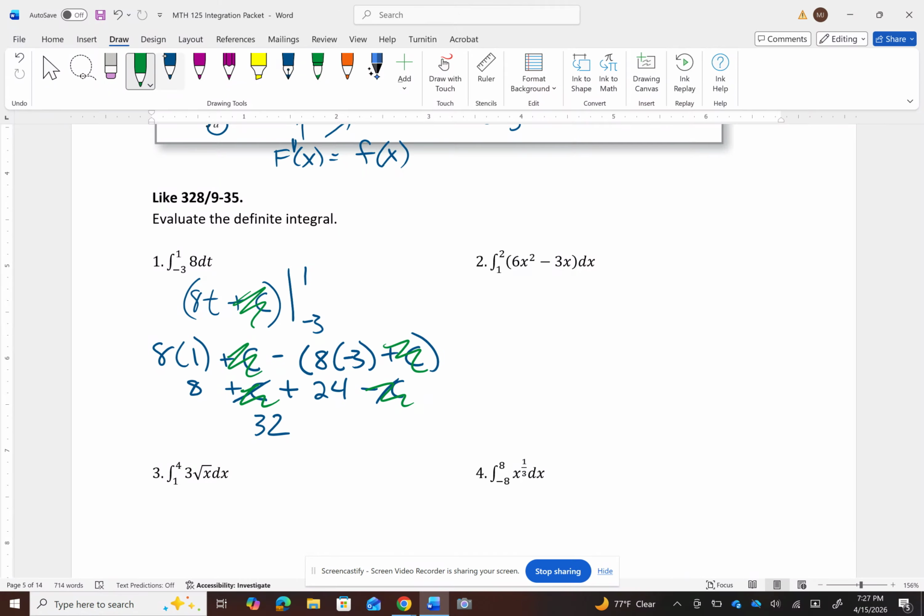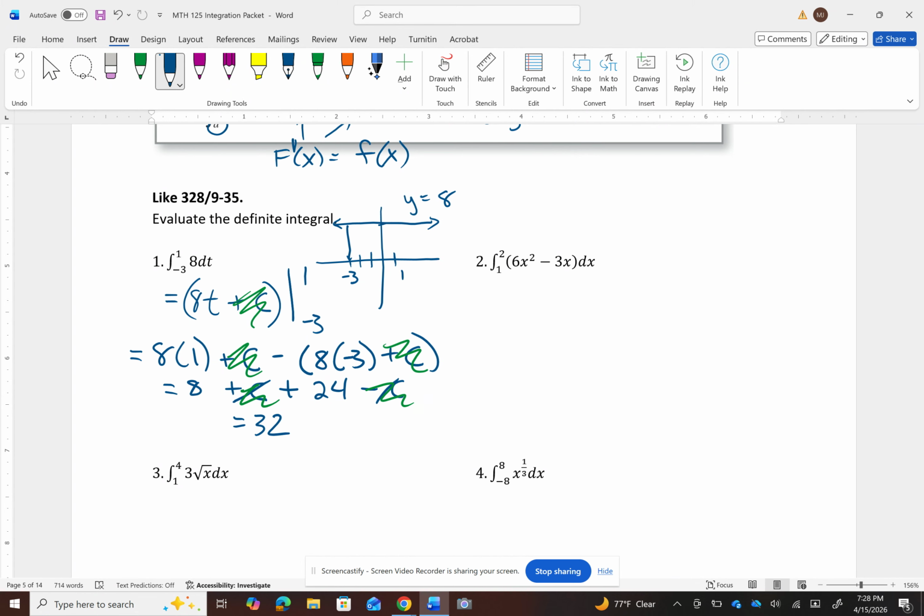Now this 32 that we wound up with, after we evaluated this, represents the area under the curve. That 8 that you see is the function y equals 8. So that means up here at 8, we would have this horizontal line. Now the limits of integration are x values. It's from an x of negative, or t values, I guess I should say. So from -3 to 1.